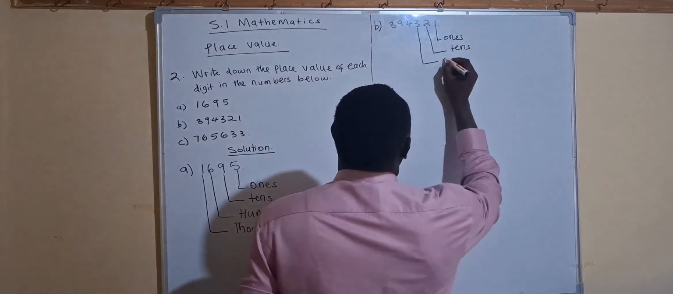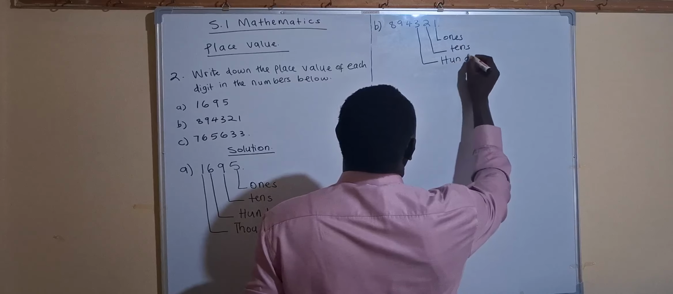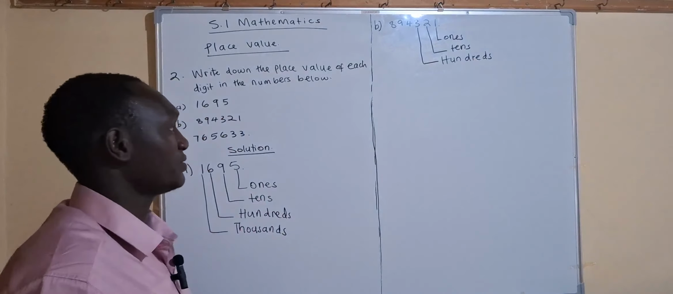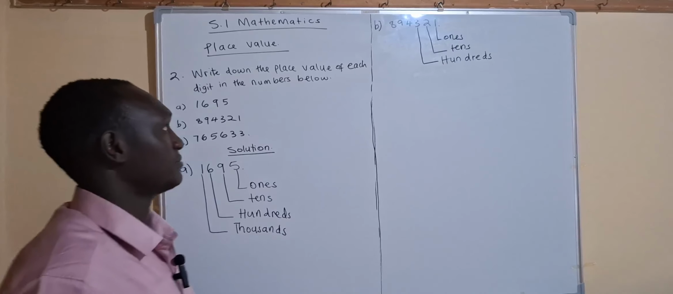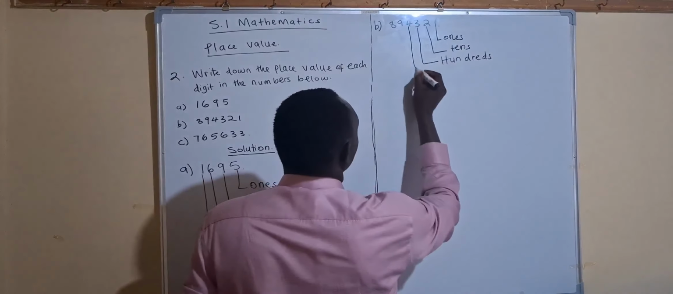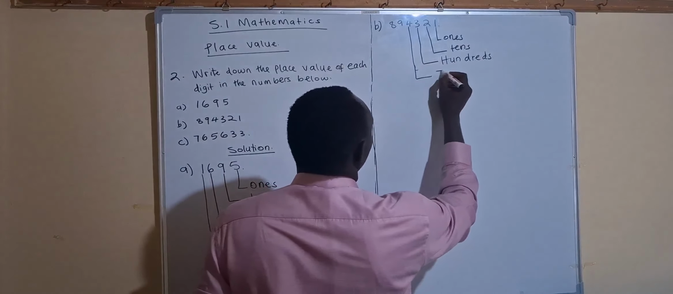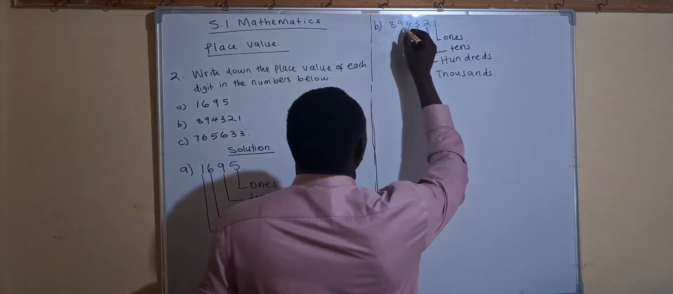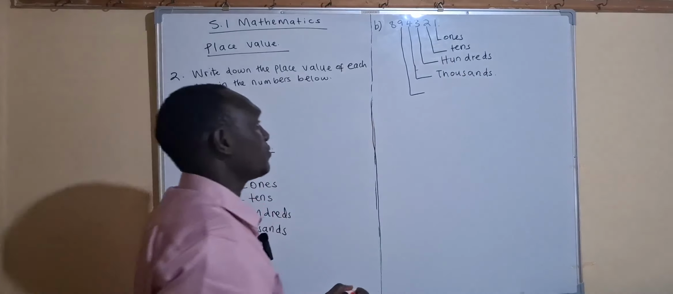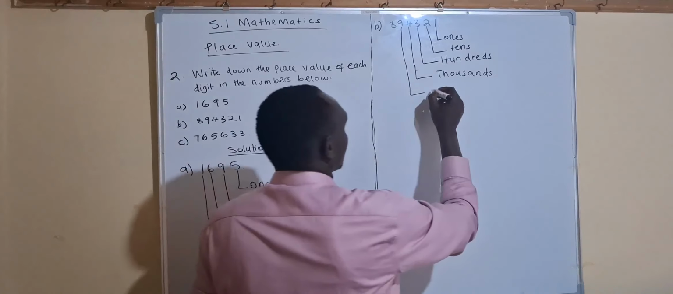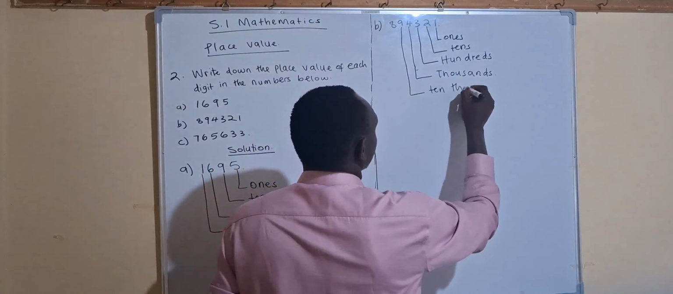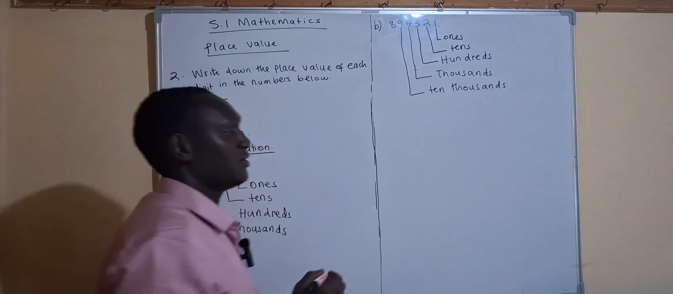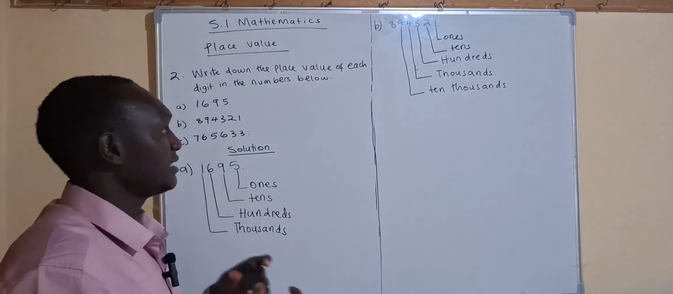Then we come to 3. 3 is in position of hundreds. That means that in that number there are 3 hundreds, or hundreds are occurring 3 times. And then we come to 4. 4 is in the position of thousands. That means there are 4 thousands, or thousands are occurring 4 times. And then we go to 9. 9 is in the position of 10,000s. Therefore, there are 9 10,000s, or 10,000s are occurring 9 times.